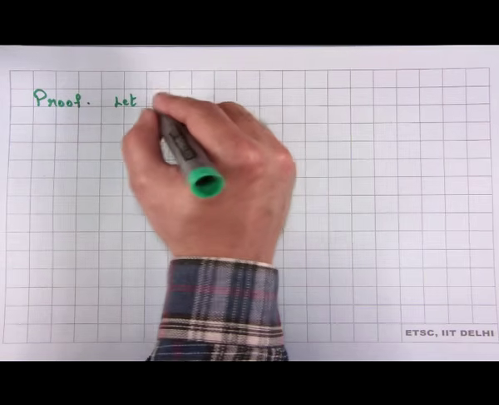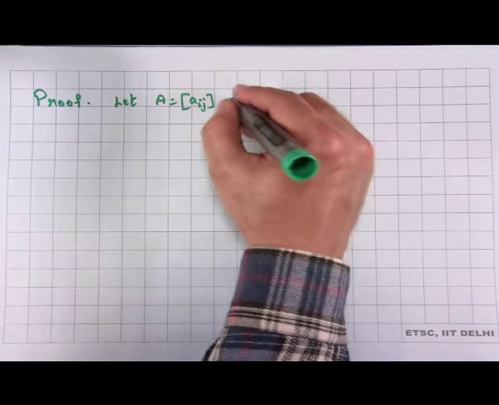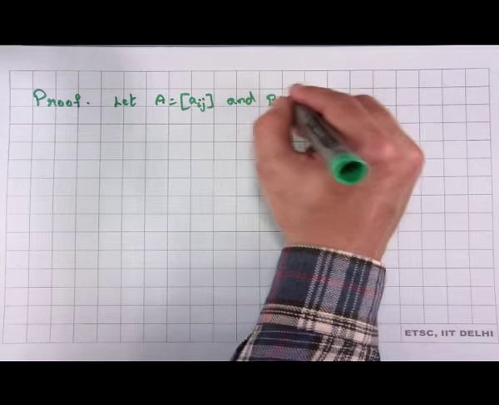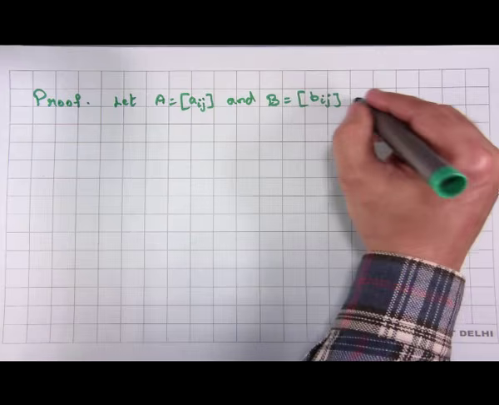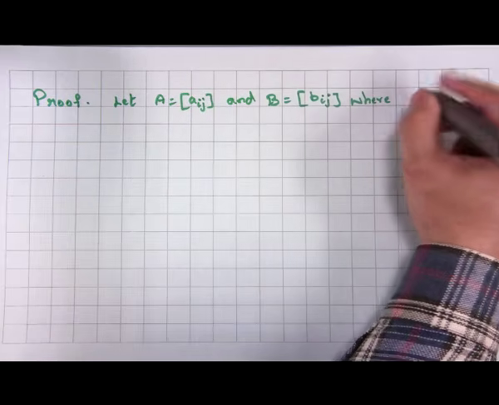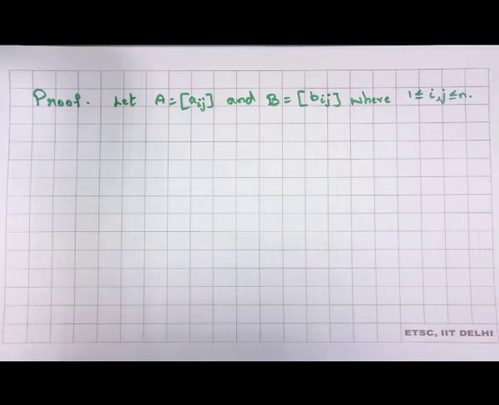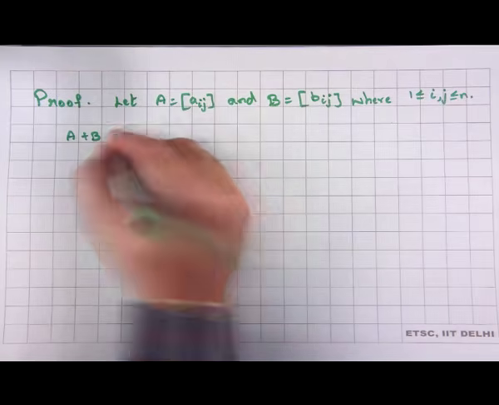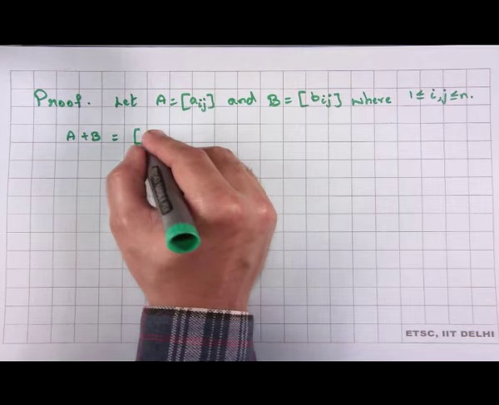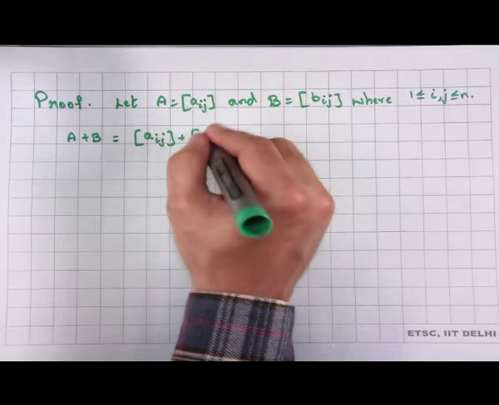Let A equal to [a_ij] and B equal to [b_ij], where 1 less than or equal to i, j less than or equal to n. That is, we are assuming that A and B are of order n by n. Now, what we wanted is A plus B, that means we are trying to add the matrices with entries a_ij and b_ij respectively.